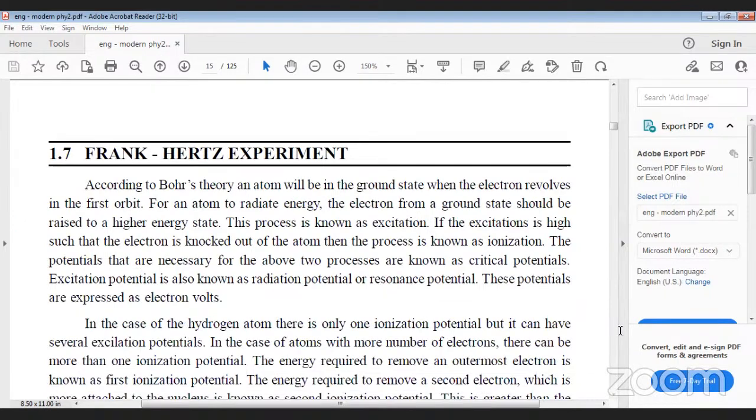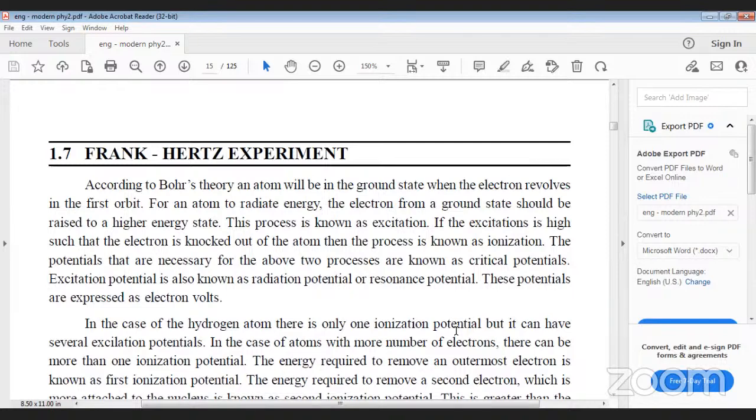Next, this may be asked as the Franck-Hertz experiment. You need to know about that. Let us discuss it briefly. According to Bohr's theory, the atom is in the ground state when the electron revolves in the first orbit. The atom radiates energy when the electron from the ground state is raised to a higher energy state, which is called excitation.